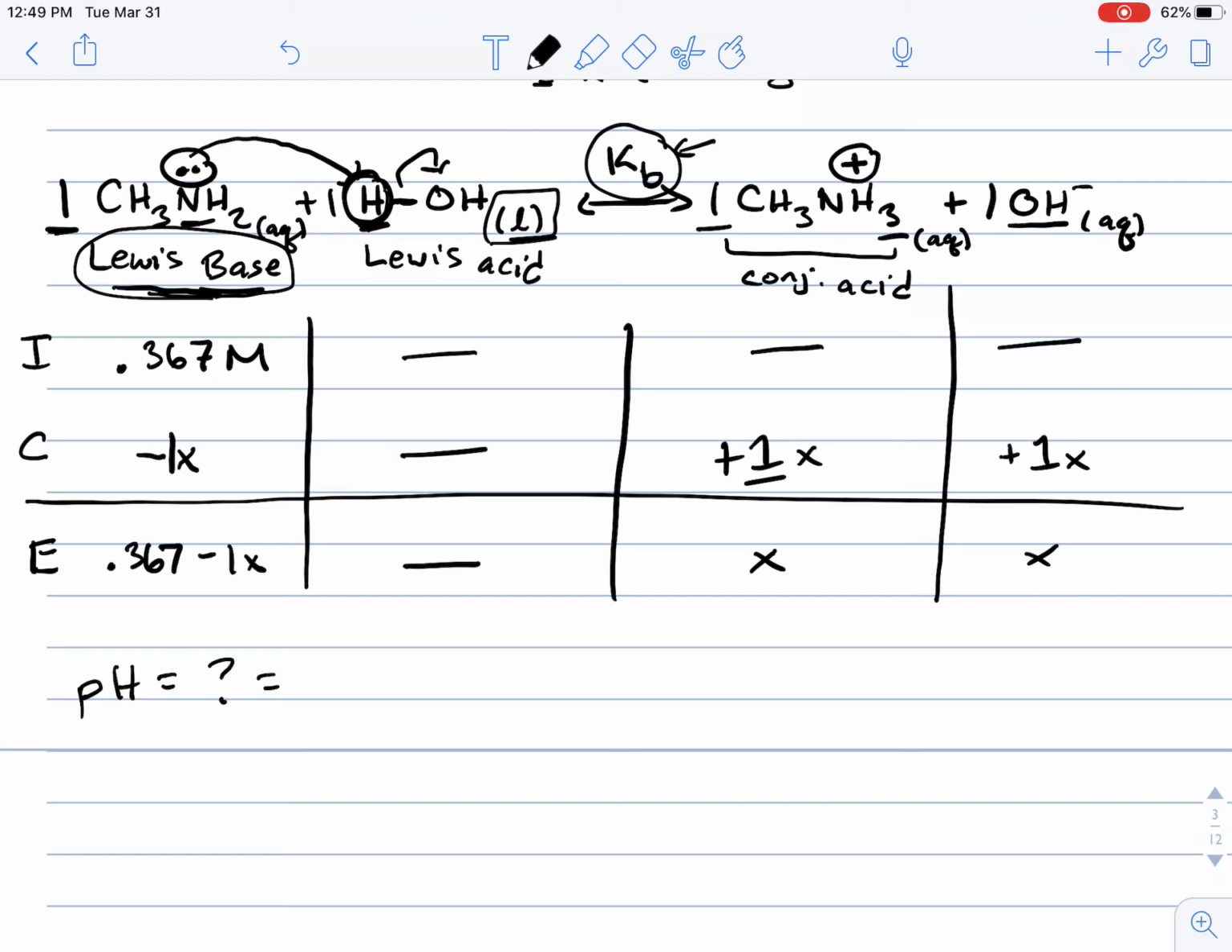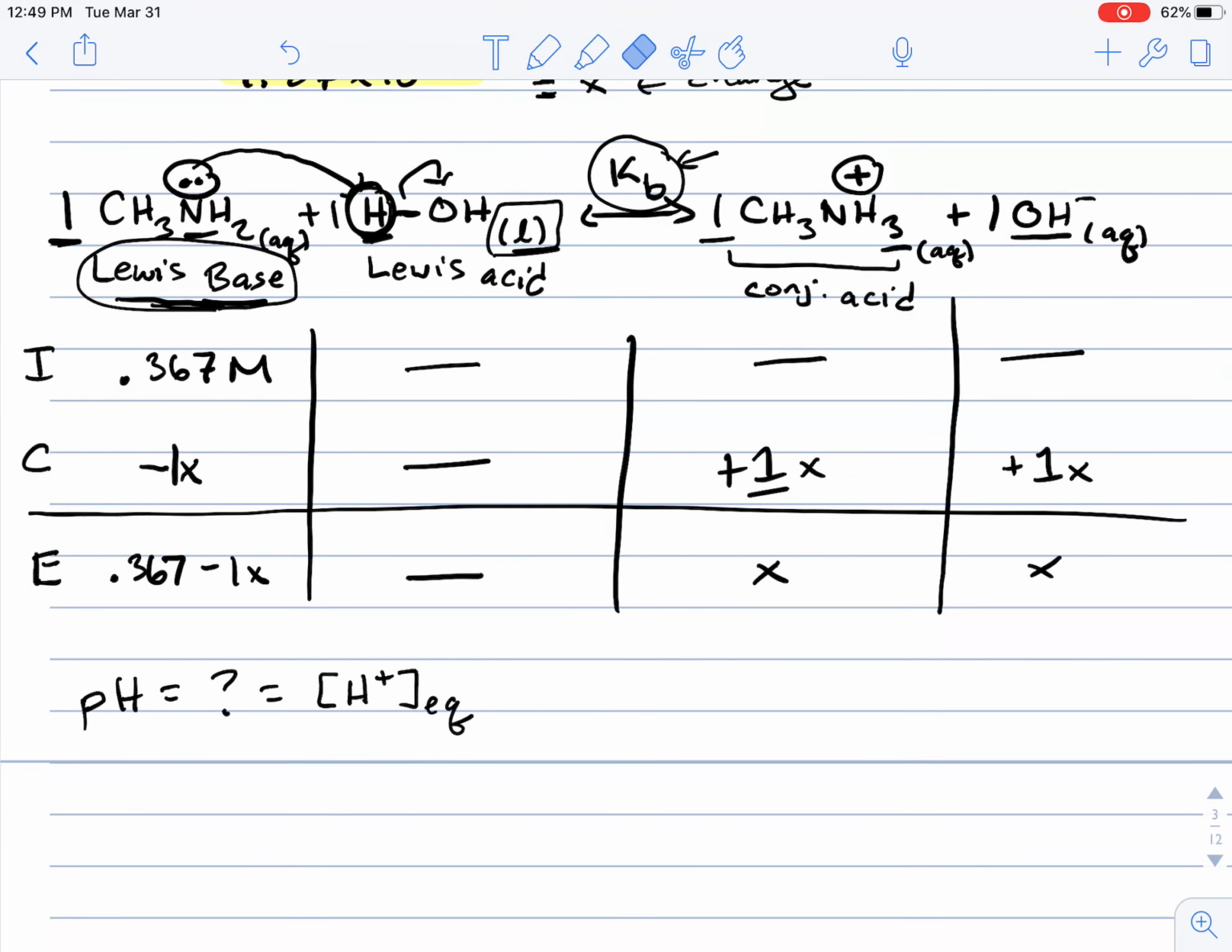And to get the pH of the solution, we need to figure out the concentration of H plus at equilibrium. If you look at the identity of the compounds in our chemical formula, we don't really see hydrogen ions. We see our methylamine, we see water, we see the conjugate acid of methylamine, and we see hydroxide. So we're kind of in a stump: if none of it is H+, then how can we solve for H+?